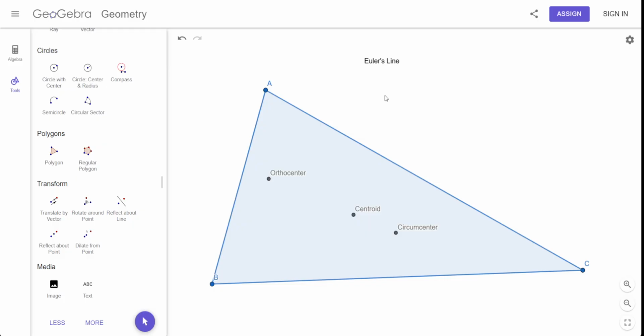Let me look him up again. Let's see, where was Euler born? His name's Leonhard with an H. I don't know how he pronounces it. He was born in Switzerland.